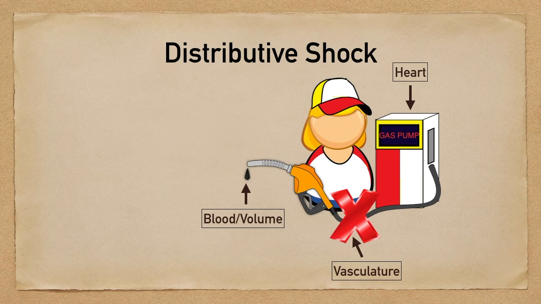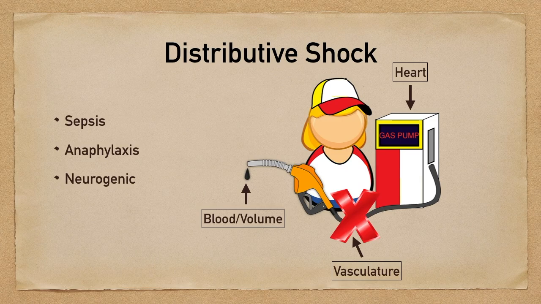Some examples of distributive shock include septic shock and anaphylactic shock. In both of these cases, increased inflammatory markers and mediators lead to vasodilation and increased vascular permeability, and this can lead to decreased blood pressure and perfusion. Another example of distributive shock is neurogenic shock. Injury to the central nervous system can decrease sympathetic tone and lead to bradycardia and hypotension.